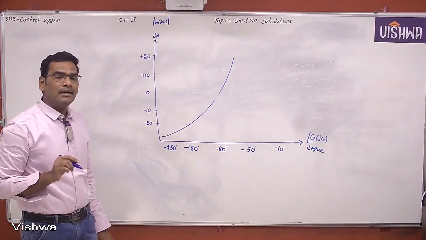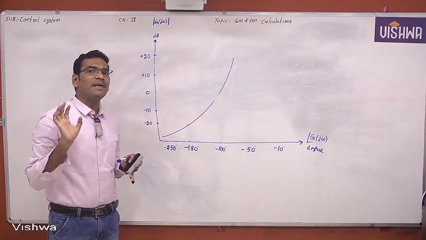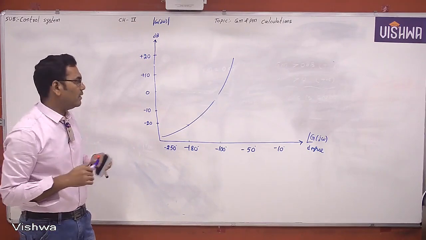Then he is asking, this is the open loop control system relation, but he is asking about what is the stability of the closed loop control system. This is the question he is asking. Then how to find that? Then we can find it like this.